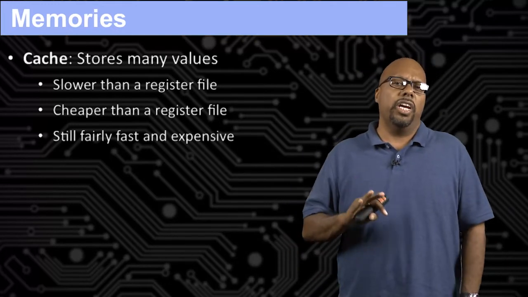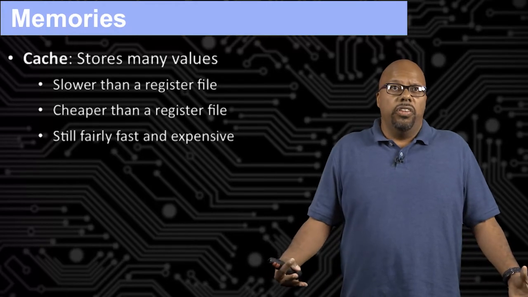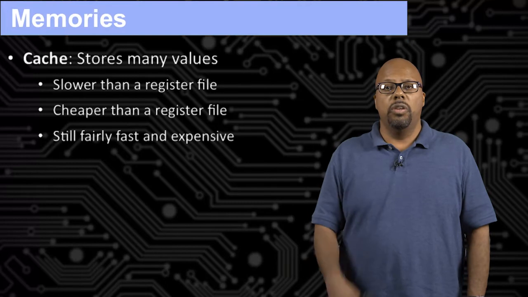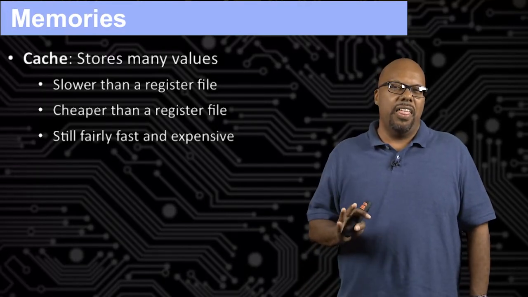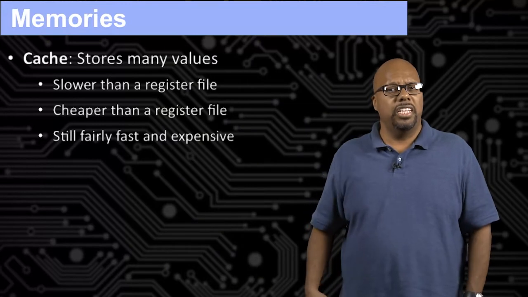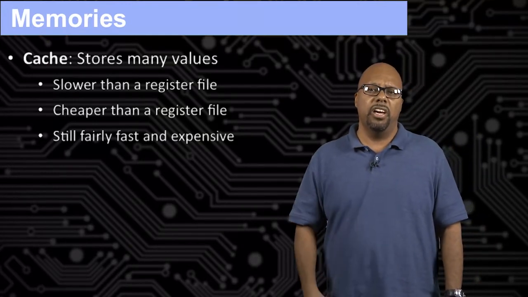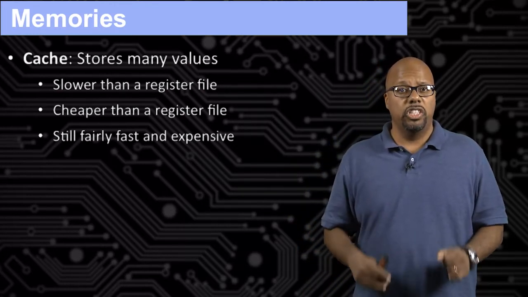Just to give you a ballpark on how big a cache typically is, for a modern processor, maybe you've got a 1 megabit cache. That's ballpark, and it can be plus or minus, but it tells you something about how big they typically are. Usually they're a lot bigger than register files, but they're also slower than register files.